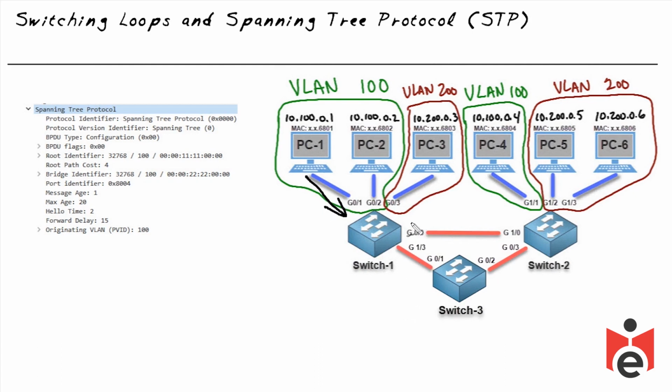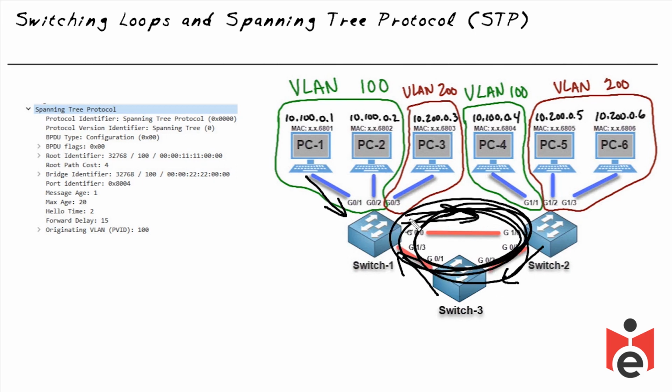That broadcast is forwarded out the trunk, received by switch 2, forwarded out the trunk, received by switch 3, forwarded out the trunk, received by switch 1 again, who then forwards it, and that could cause a switching loop, a layer 2 loop caused by a single broadcast initiated by a PC on a VLAN.